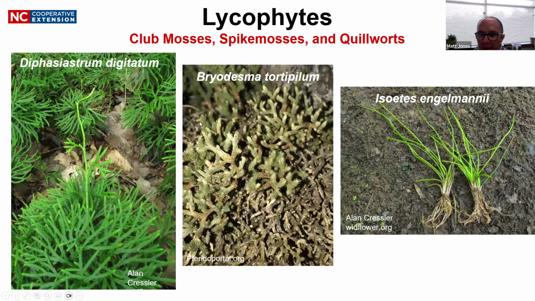So the lycophytes include club mosses, which are not, as I said, true mosses, but that would include things like running cedar, which is what you see here. Where's my arrow? Running cedar that you may come across. That's actually a type of lycophyte. Includes things like spike mosses, which include Bryodesma, which is a resurrection moss, which can dry out and then once it's re-wetted, can undergo normal metabolism again.